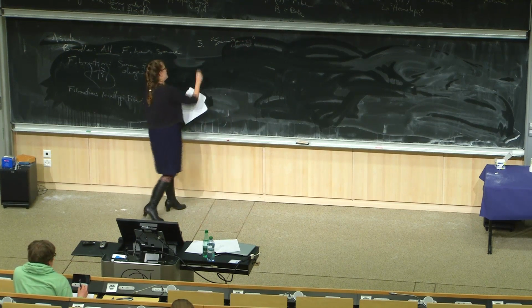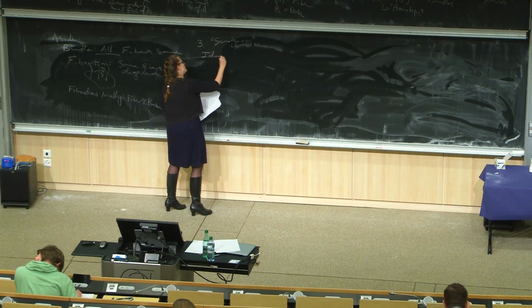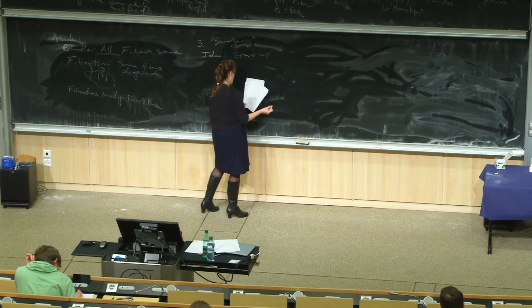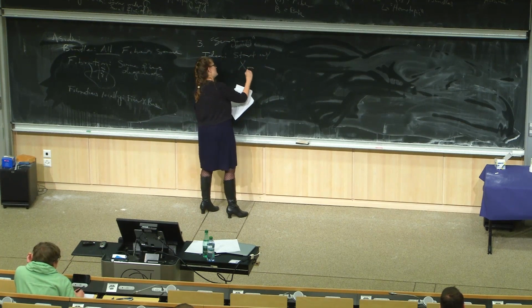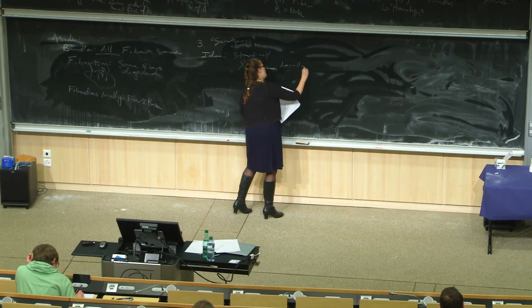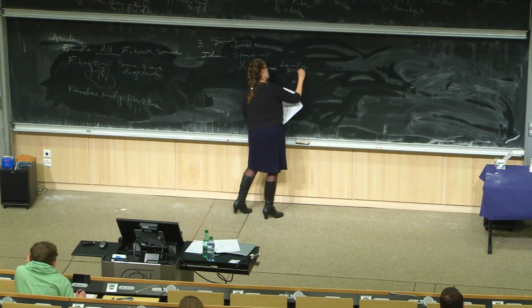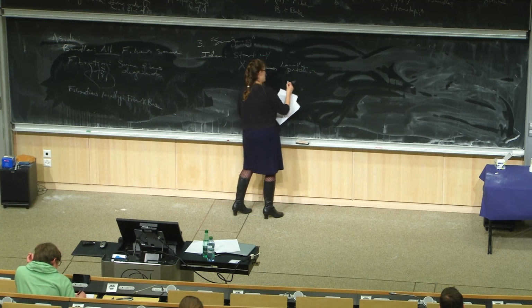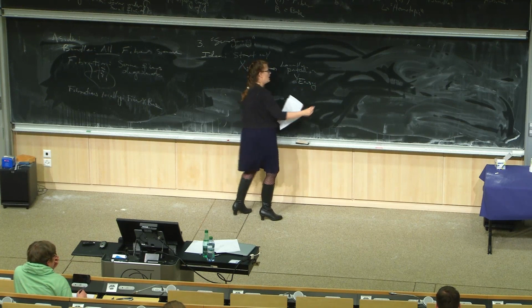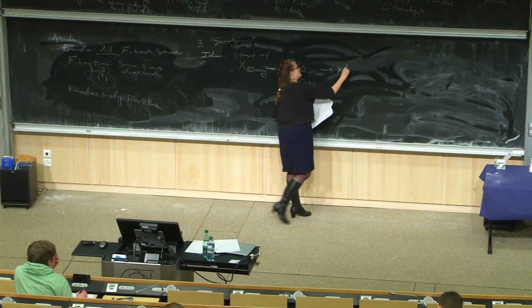And the idea is to start with some easy space. Let's call it X easy. And we want to locally patch in another easy space. Let's call it Y easy. And we get some new space at the end, X prime.